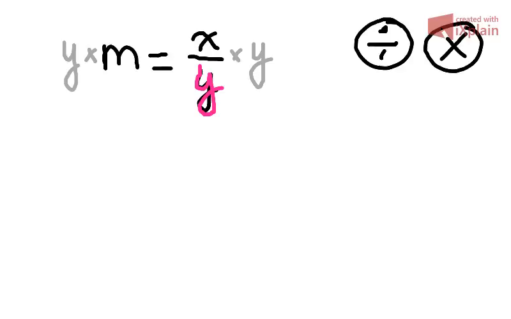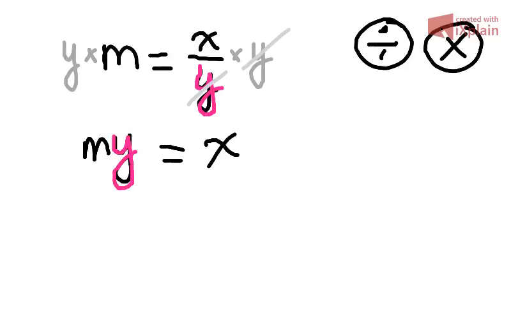and same as before, the pink y and the gray y cancel out because y divided by y is 1, and 1 times x is x. On the left hand side, y times m is ym or my, as I said before, in alphabetical order. Now, going back to the original question, we still want to isolate y or make y the subject of this formula. We are one step closer to doing that.